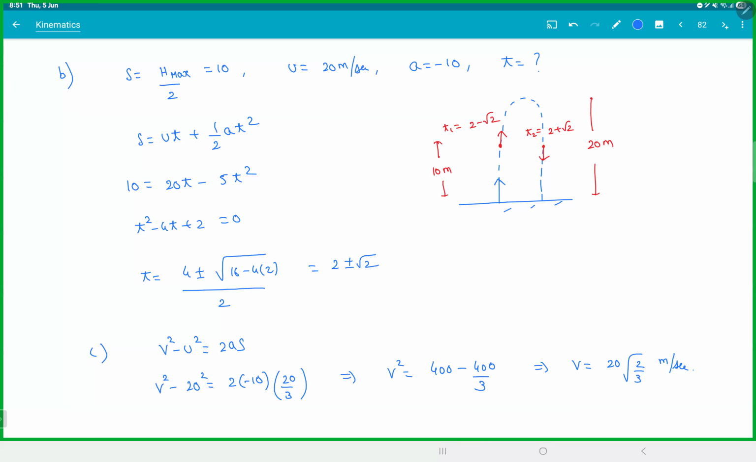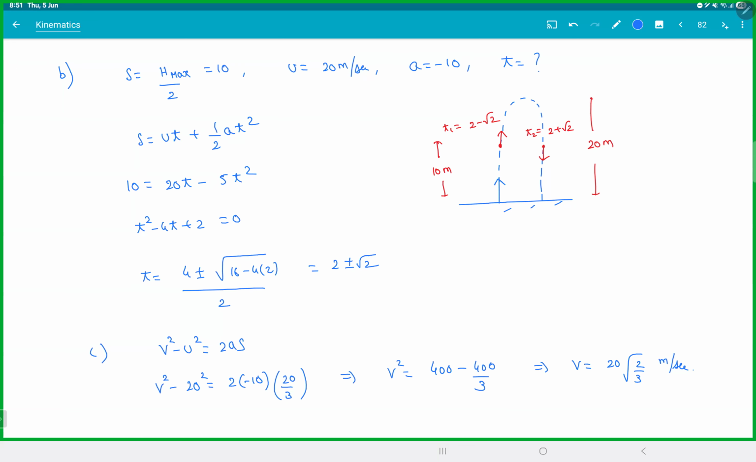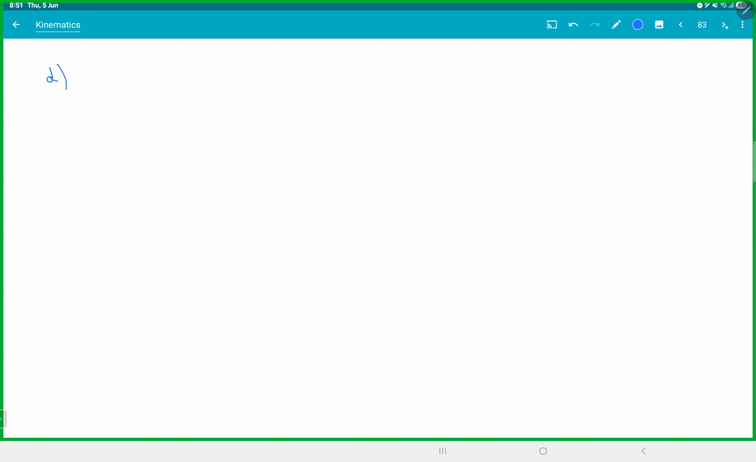What about the D part? D is a good one. If I had to ask you, that will be a mains level question at D part. Remaining are fine. The question was distance traveled in 3/4 of a time of flight. So that is 3/4 time of flight. So that will be 3 seconds.